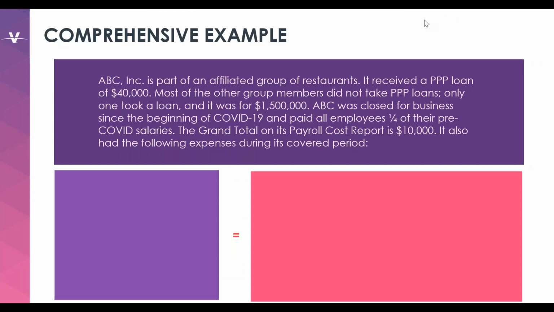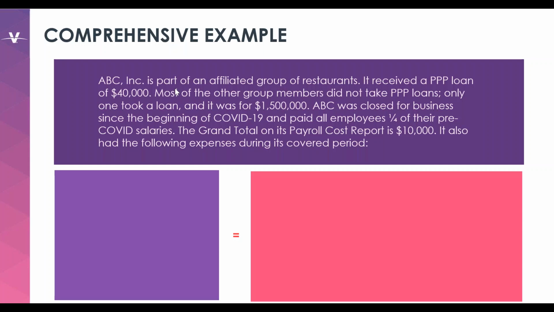And to wind down, let's just work through a comprehensive example, illustrating everything we've spoken about. ABC Inc. is part of an affiliated group of restaurants, and it got a loan of $40,000. Most of the other group members did not take PPP loans. Matter of fact, only one took a loan for $1,500,000. So we pause for a moment. $1,500,000 plus $40,000. Nope, did not exceed $2 million.